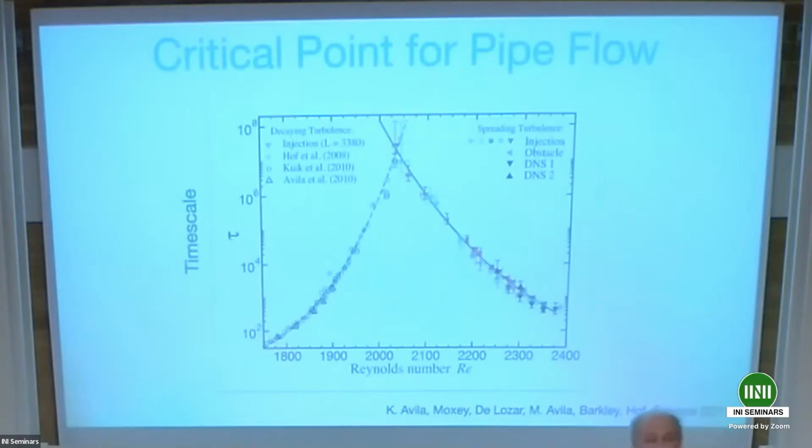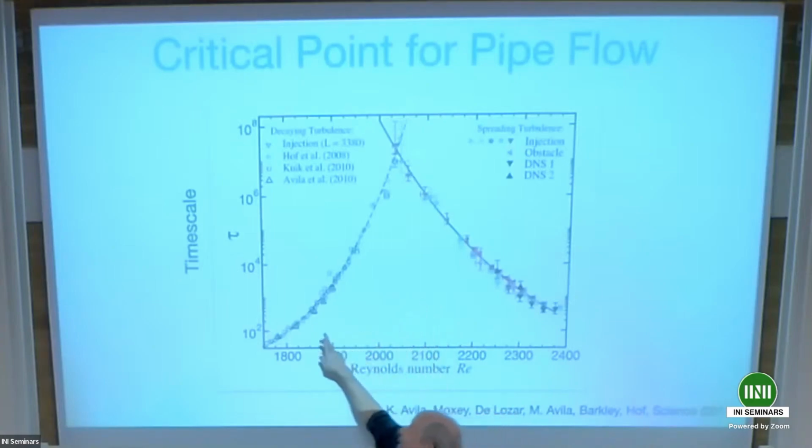So you can measure the time scale associated with the decay process and the time scale associated with the proliferation process, the splitting process. And if you ignore the correlations, which you're not really allowed to do, but for the moment we can, you'll get those time scales as a function of Reynolds number, and you see that they cross at a certain point.